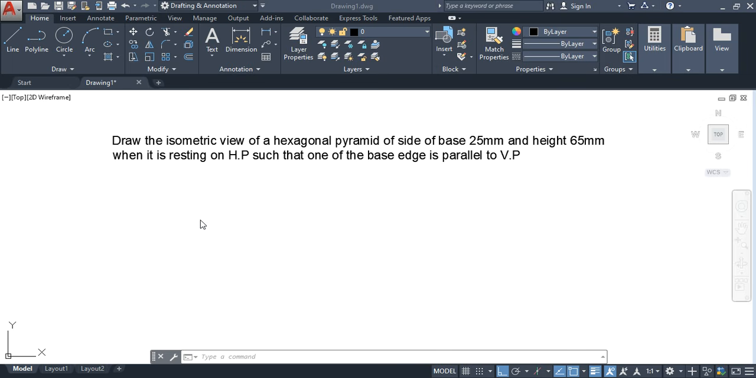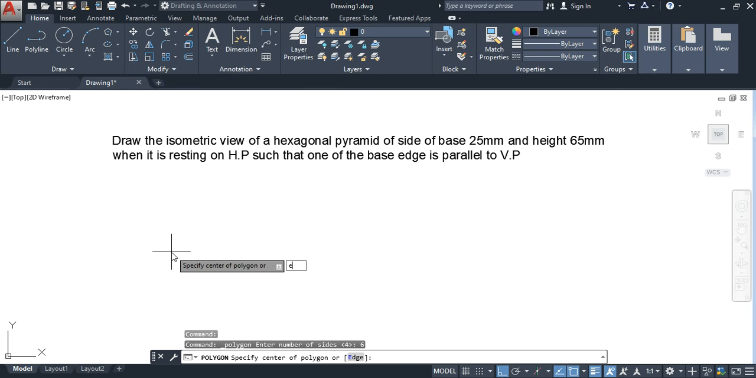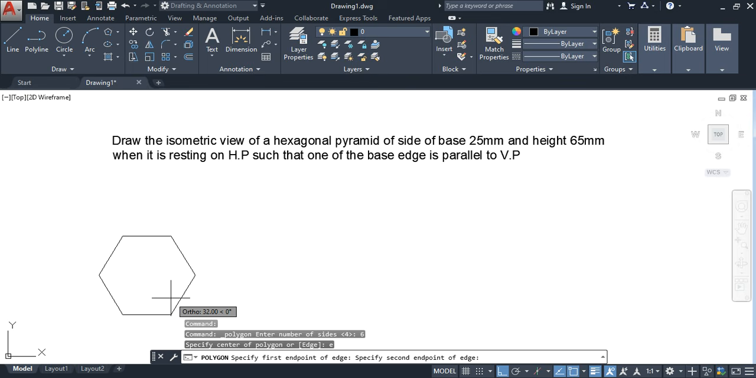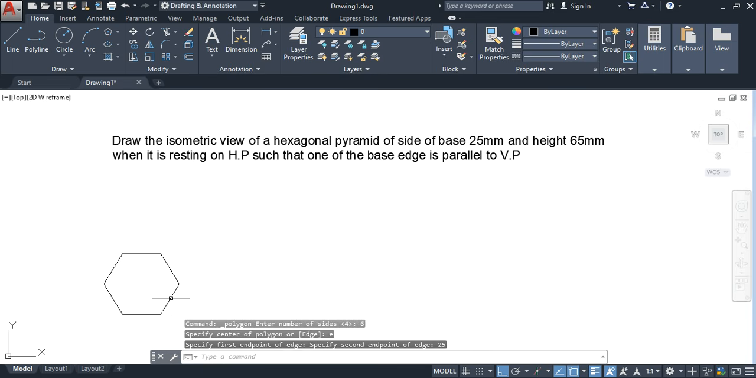a hexagon by whichever method you know, angular method, included angle method, any method, on the drawing sheet, and just draw the hexagon in the top view. Here 6 sides will be required, and 25 is the side of the hexagon, so 25.